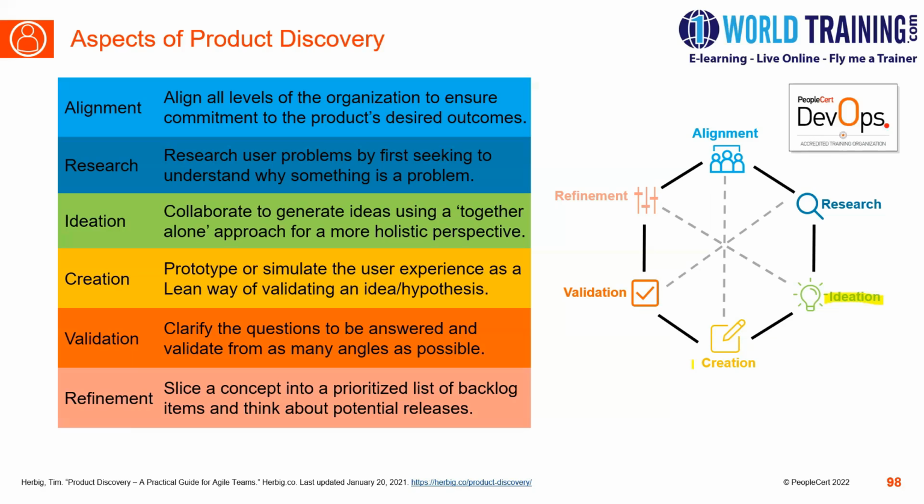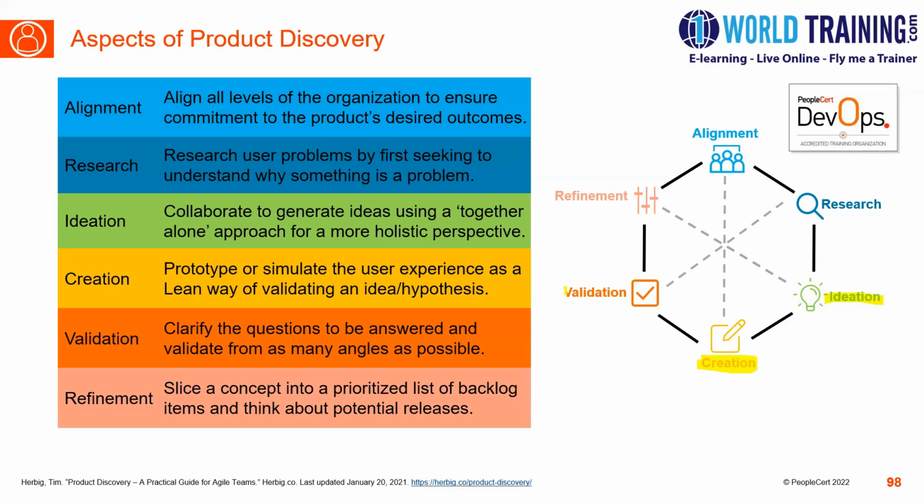The next aspect in the process is the creation stage. When you're looking at the creation stage, you work on the prototype. You should at least create a prototype or a simulation of the user experience as a lean way of working together. So try to have an MVP, a minimum viable product, try to have the simulation of user experience, and then try to validate the idea or hypothesis which was generated in the research phase. So creation is the next very important phase of product discovery.